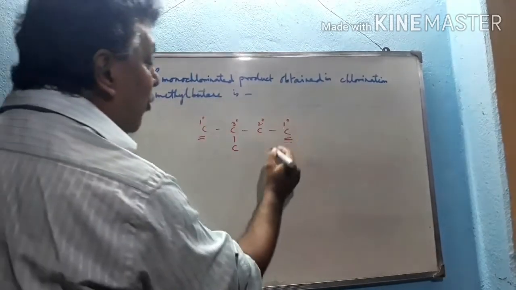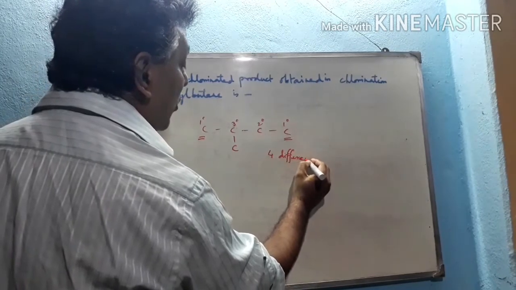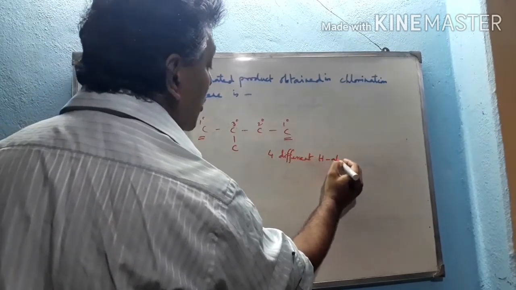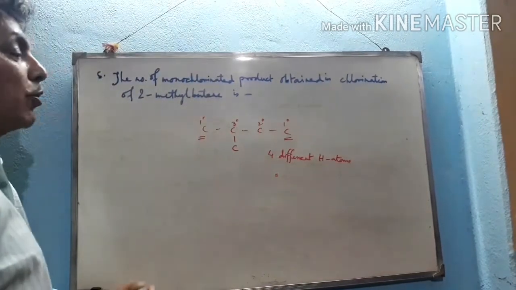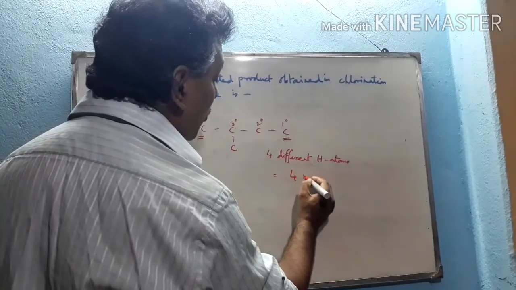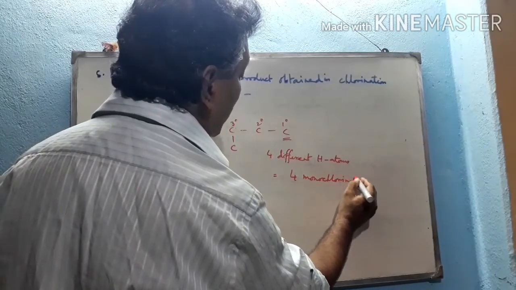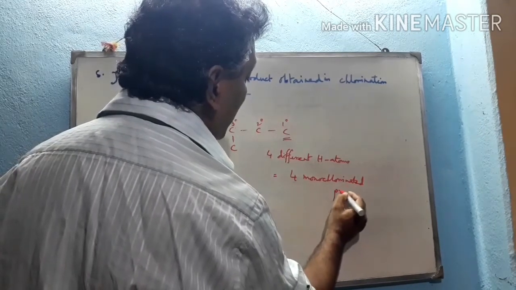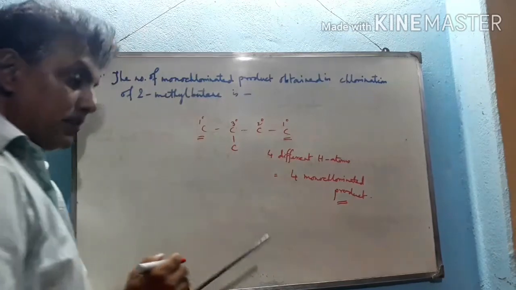So there are four different hydrogen atoms which, when substituted by the chlorine, give different monochlorinated products. So four monochlorinated products will be obtained. Four monochlorinated products will be obtained from this particular compound, 2-methyl butane.